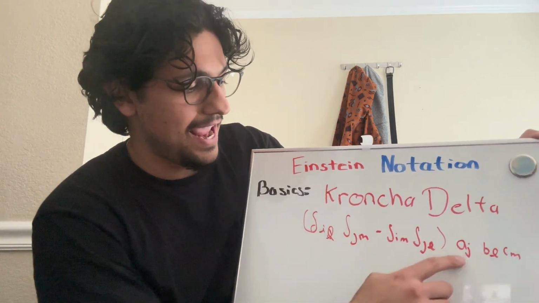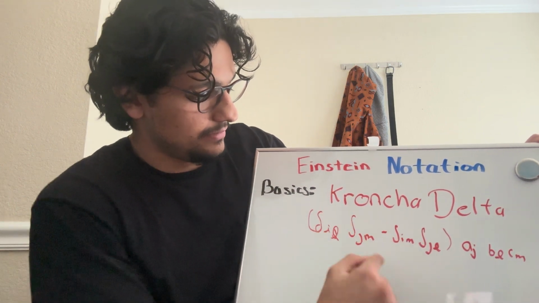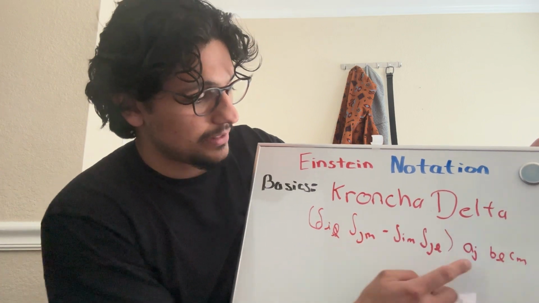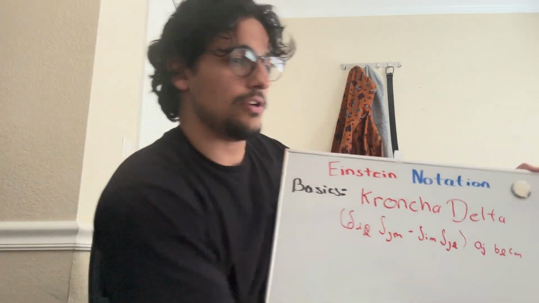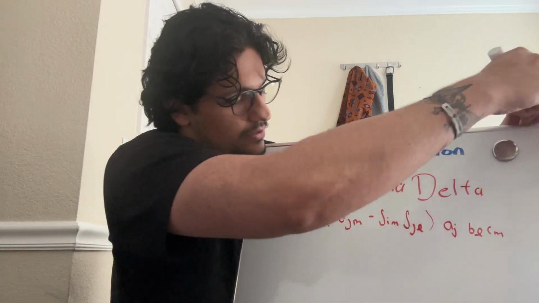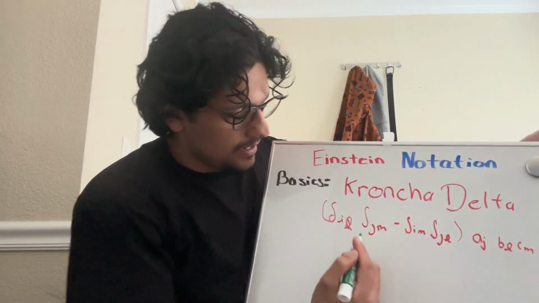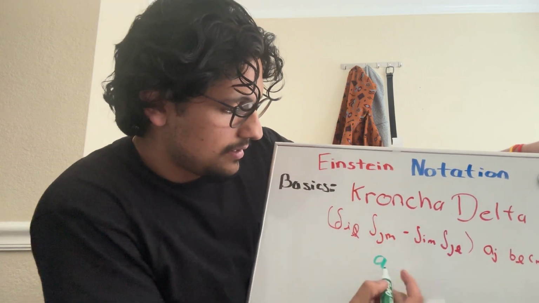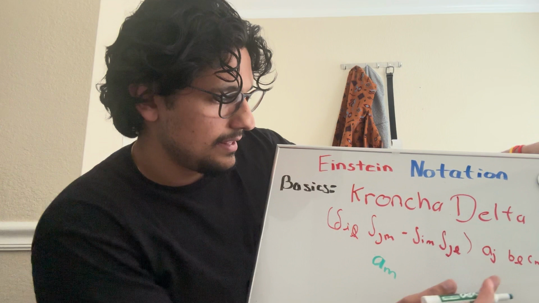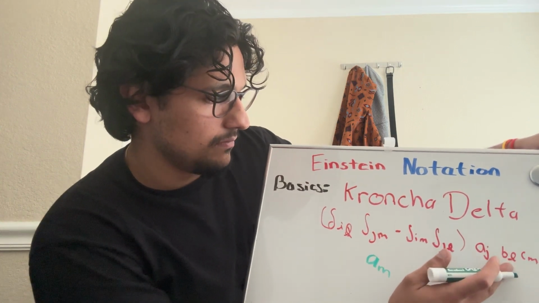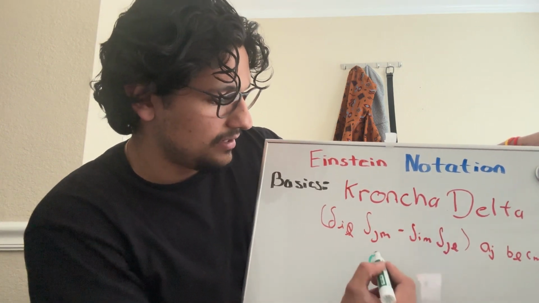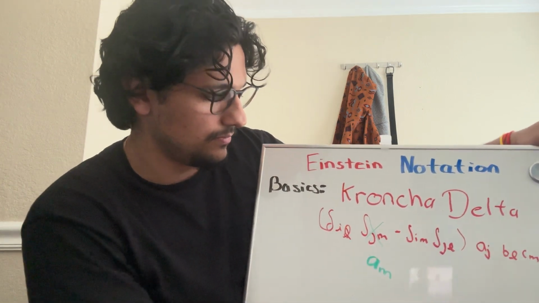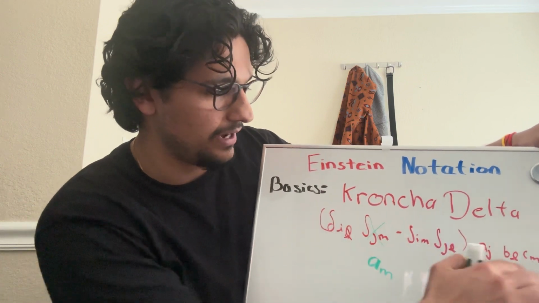For example, if AJ goes into Kronecker delta JM, the summation happens, correct? So after the summation, the J goes away and you have AM. Let's say another example would be BL. So after this is done, this is no more. You can't use any of these.